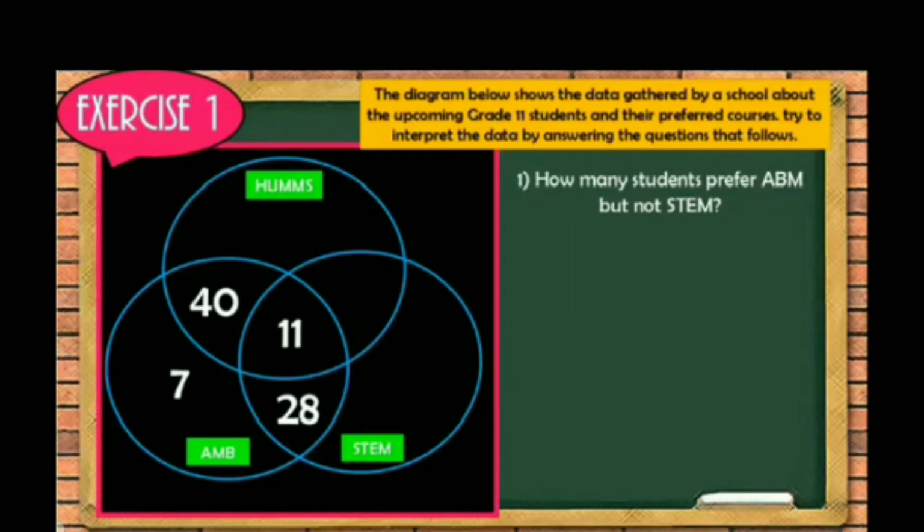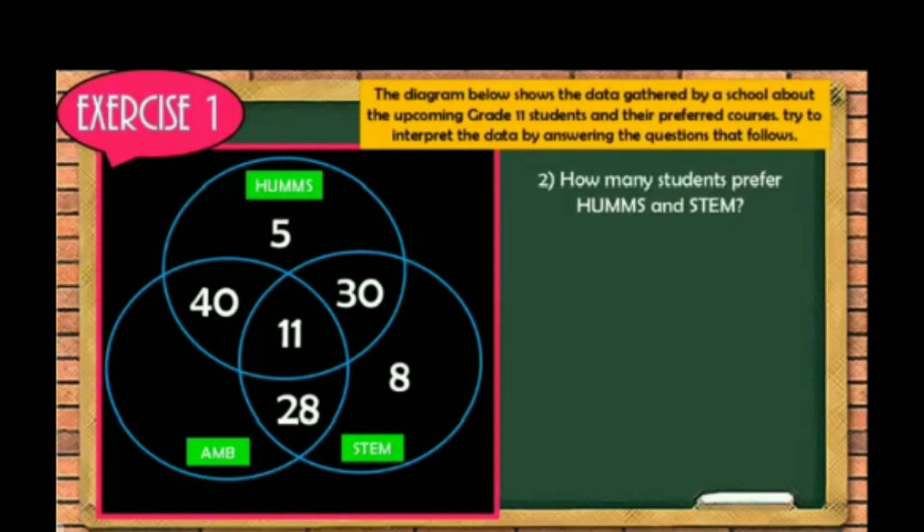Now, question number 1. How many students prefer ABM but not STEM? As you can see in the diagram, the numbers of students who enrolled in ABM are 40, 7, 11, and 28. However, 11 and 28 are the students who also enrolled in STEM, so we're not going to include 11 and 28. We only combine 40 and 7. So 40 plus 7 gives the total of 47 students who prefer ABM but not STEM.